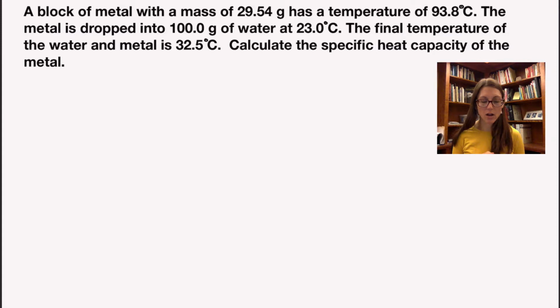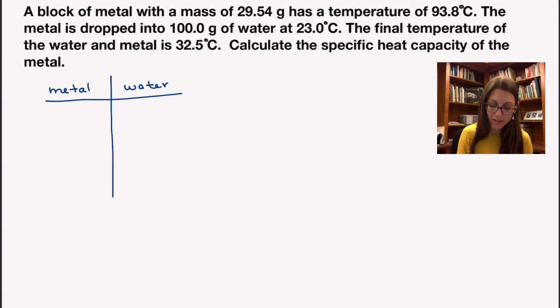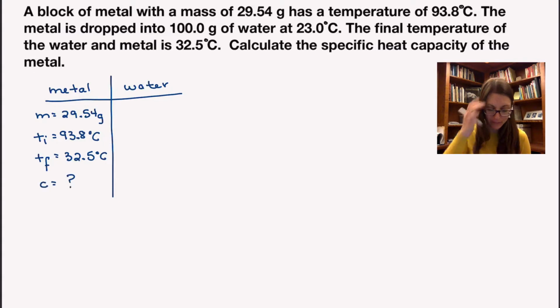So with this sort of problem, we need to first identify what are the two materials. So we have a piece of metal and we've got a calorimeter or a cup full of water. So we're going to start by making ourselves a little chart here. For the metal, we know the mass is 29.54 grams. We know that its initial temperature was 93.8 degrees Celsius. As we keep reading, we know the final temperature of that metal is 32.5 degrees Celsius, and we know we're trying to find the specific heat of the metal.